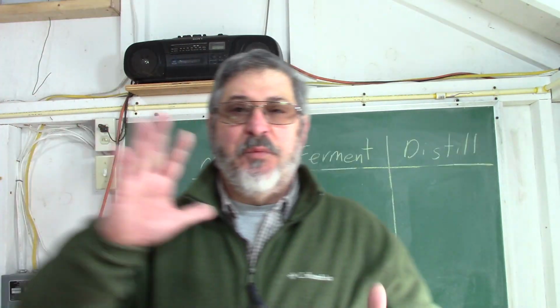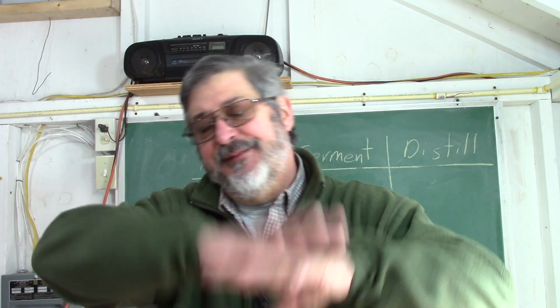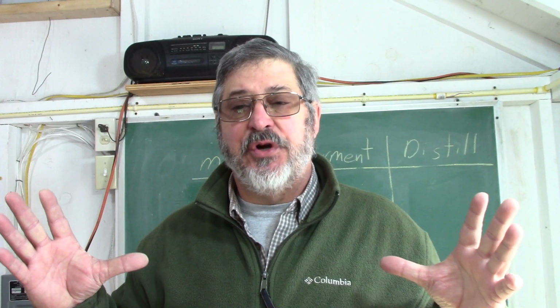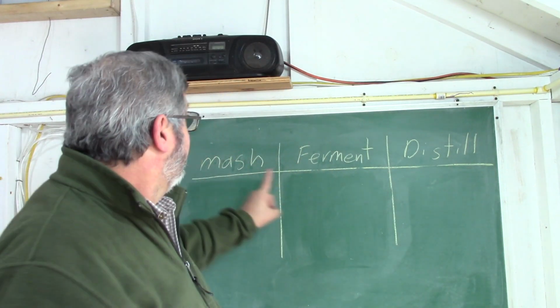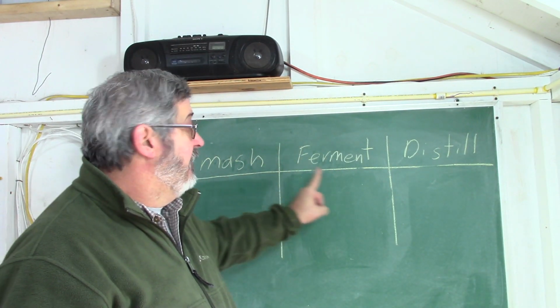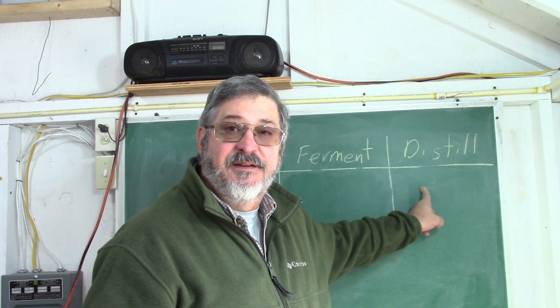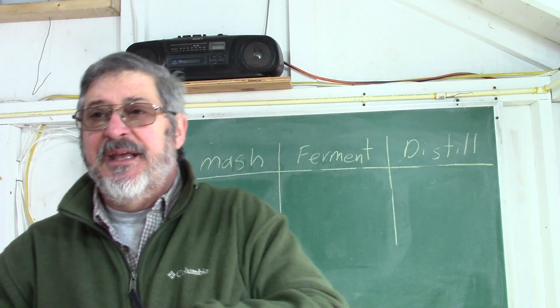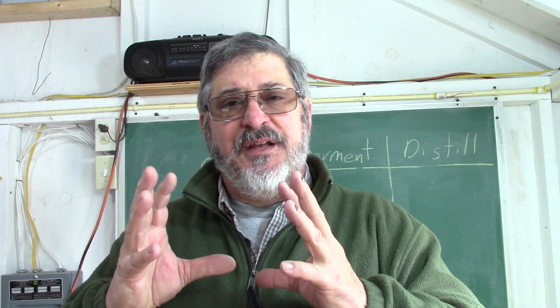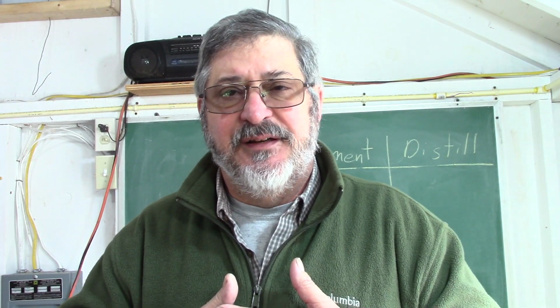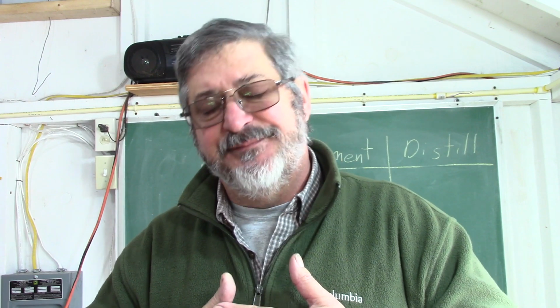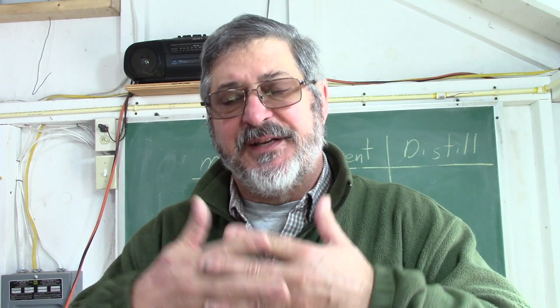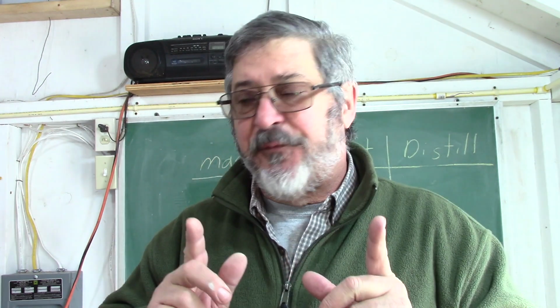Okay, so what we're going to do is divide our system, or whatever you want to call it, into three main legs: the mash, the ferment, and the distill, and how we get the numbers. Now, these processes touch each other and influence each other, but they're not really connected in any way. So let's start off with the mash.